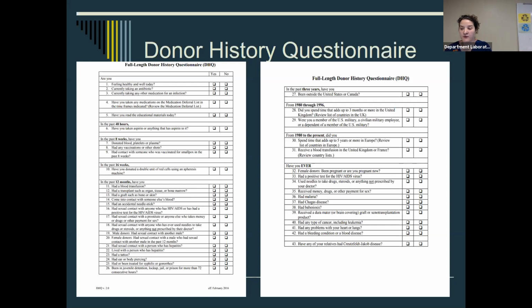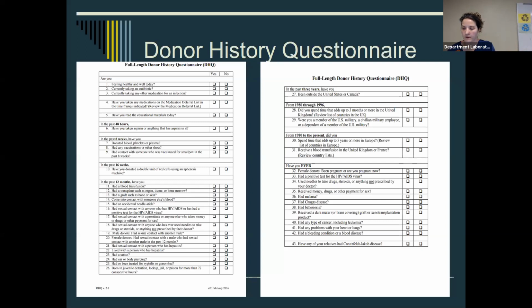Had a positive test for HIV virus, used needles to take drugs, steroids, or anything not prescribed by your doctor, received money, drugs, or other payment for sex, had malaria, had Chagas, had babesiosis, received a dura mater graft. Again, that's referring to the likelihood for mad cow disease. Had any type of cancer, including leukemia, problems with heart or lungs, bleeding conditions such as a blood disorder, and do any of your relatives have Creutzfeldt-Jakob disease?